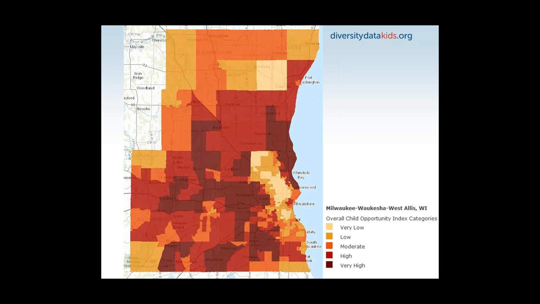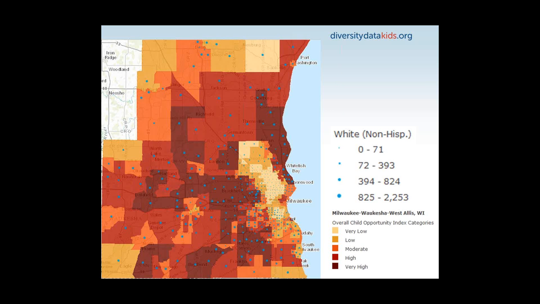Maps are also helpful because we can overlay the child population and see where children of different groups live in relation to opportunity. Let's look at the white child population in Milwaukee. As shown by the relative size of the light blue dots, white children are scattered across the Milwaukee metropolitan area, but very few of them live in lower opportunity neighborhoods.